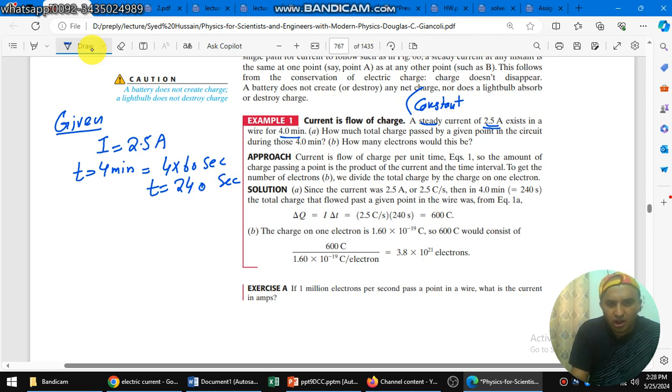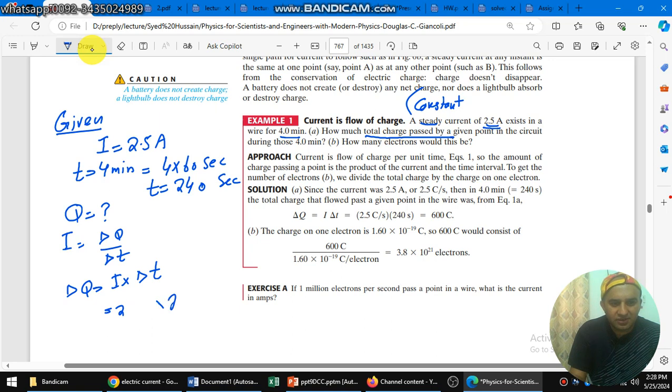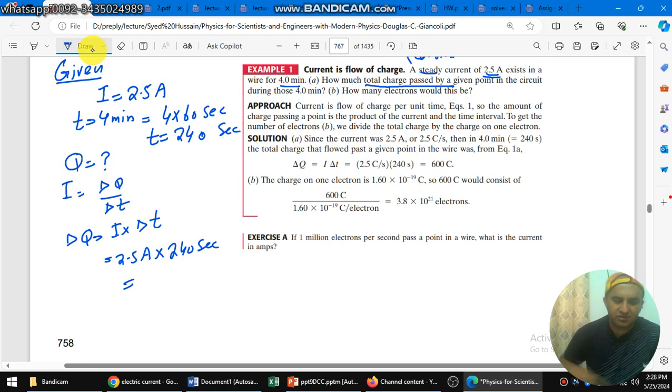How much total charge passes through the wire? So we need to find the total charge q. We use the formula I is equal to Δq over Δt. So Δq is equal to I multiplied by Δt. The current is 2.5 ampere and Δt is 240 seconds. We multiply these two and we get 600 coulomb, Δq.